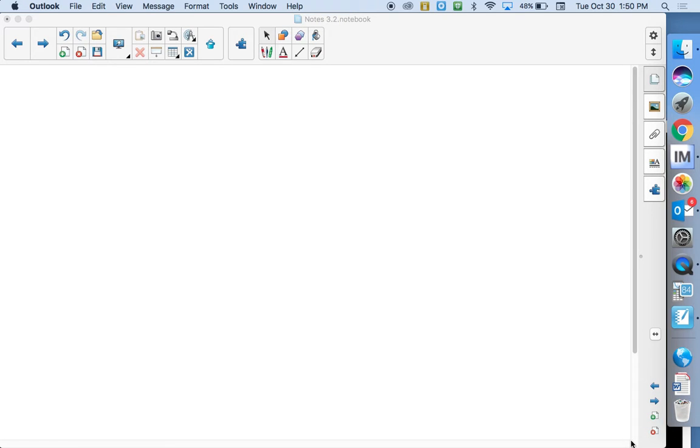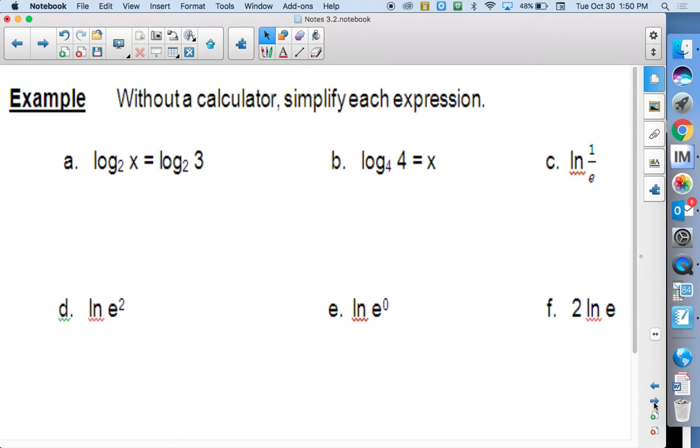So our goal is to not really convert to exponential form, but to rely on those properties of logs. So the first one says the log base 2 of x equals the log base 2 of 3. So what's x equal to? Nope, we're not converting, we're keeping it as is. X equals 3. Yeah, x just equals 3.